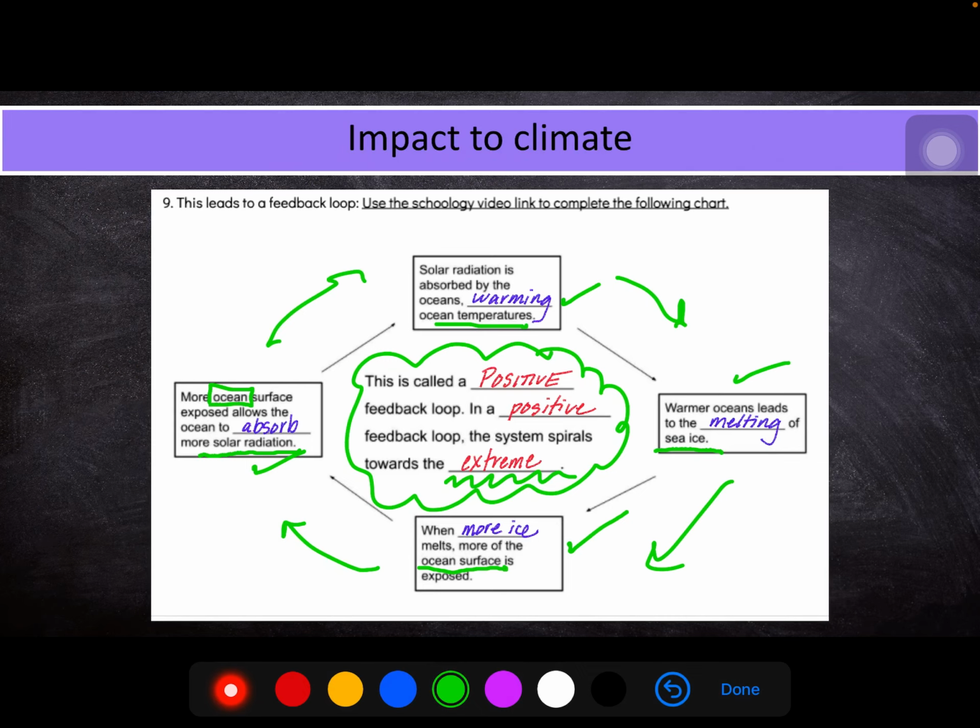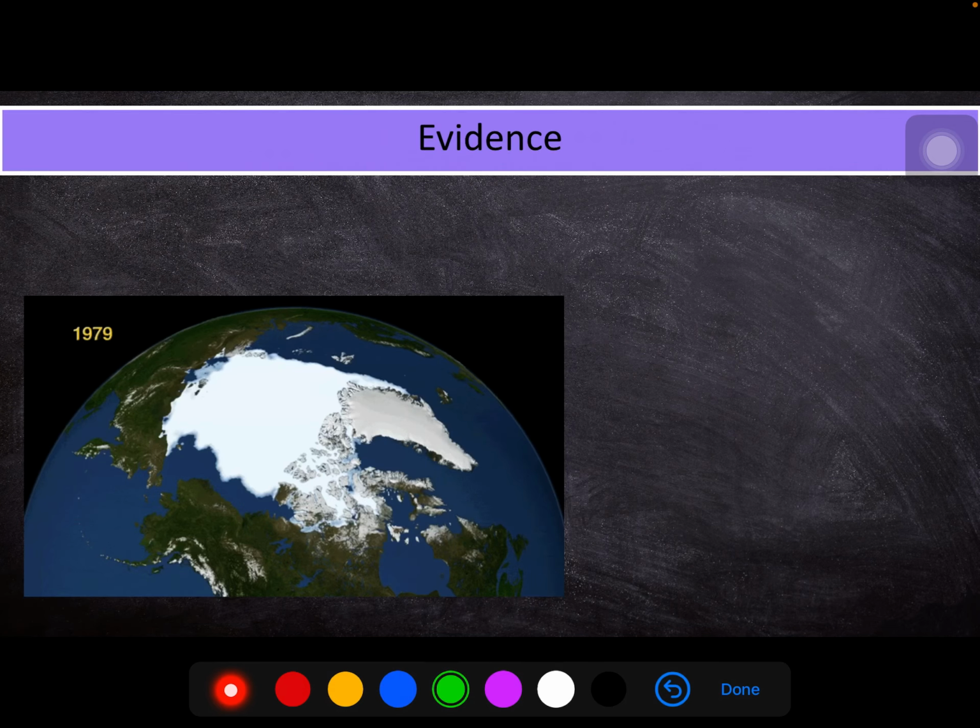It creates this positive feedback loop, and you want to list out some of these steps. Warming the ocean, melting the ice, exposing more ocean to heat up, to then melt more ice, and so on. So kind of give a little summary or maybe bulleted lists in your number 2. Now that brings us to our number 3. Well, how do we know this is happening?